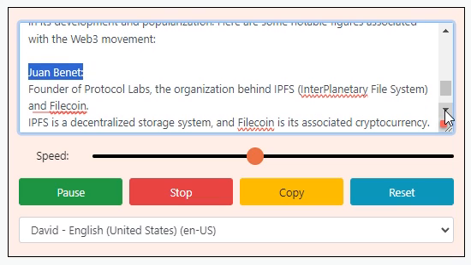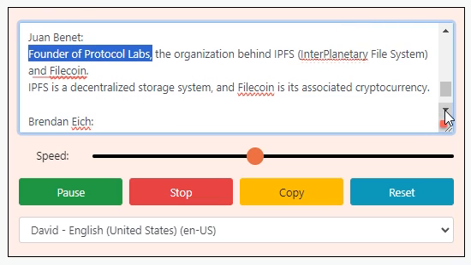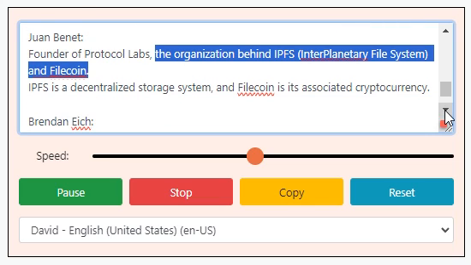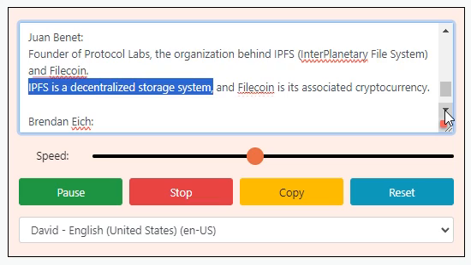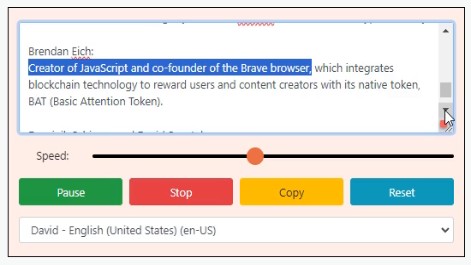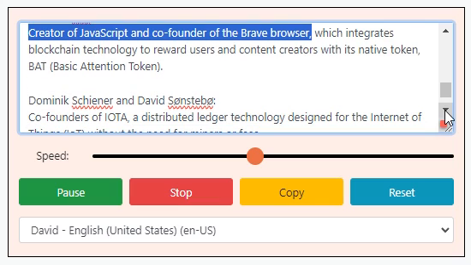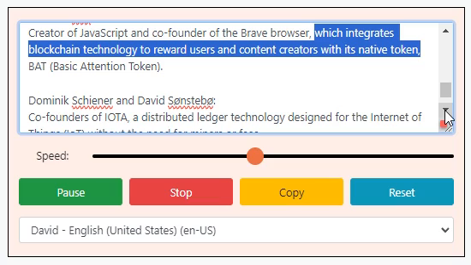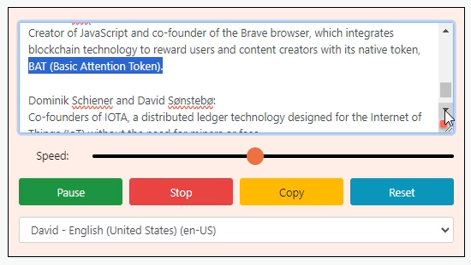Juan Bennett, founder of Protocol Labs, the organization behind IPFS, Interplanetary File System, and Filecoin. IPFS is a decentralized storage system, and Filecoin is its associated cryptocurrency. Brendan Eich, creator of JavaScript and co-founder of the Brave browser, which integrates blockchain technology to reward users and content creators with its native token, BAT, Basic Attention Token.